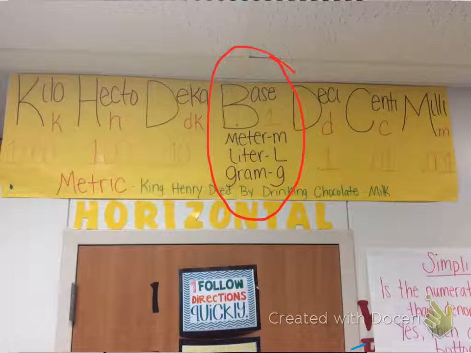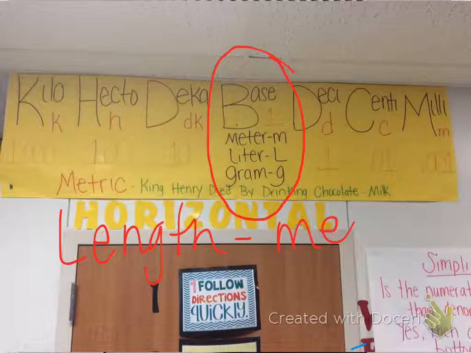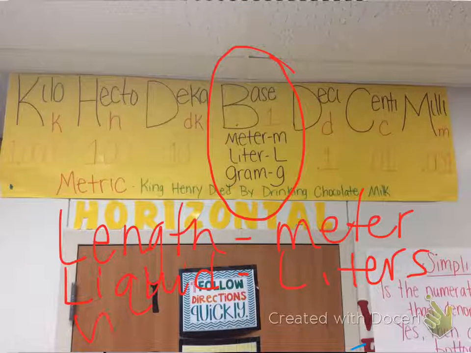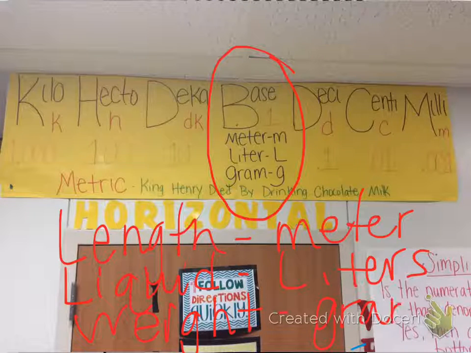Depending on if you're talking about length, you're going to measure with meters. If you're talking about liquid or capacity, you're going to measure with liters. And of course, if you're talking about weight, you're going to measure with grams. Most of the time they're already going to tell you what you're measuring with, and they want you to convert it from one unit of measurement to the other. So let's check out the next slide here.